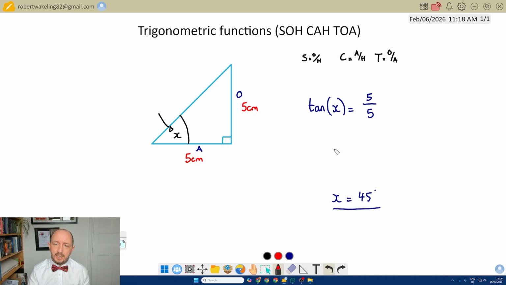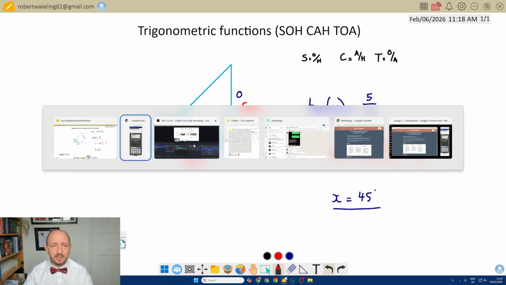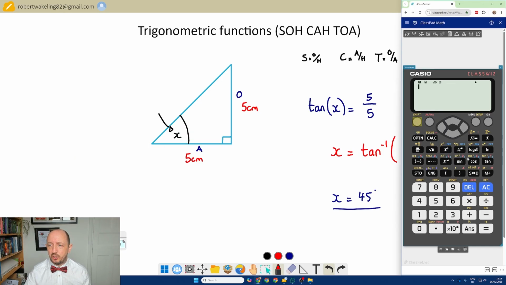That's not the case when you're trying to reverse the process and find the angle itself. When you want to find the angle, you have to use this button, tan -1 or cos -1 or sine -1, which is found by pressing the shift tan button. So the shift tan, shift sine, shift cos is when we're trying to find the angle. And inside the brackets goes this fraction here. So the shift tan and then the fraction goes in there. There's your 45 degrees.